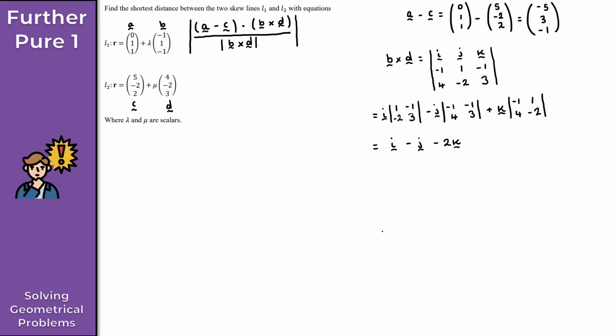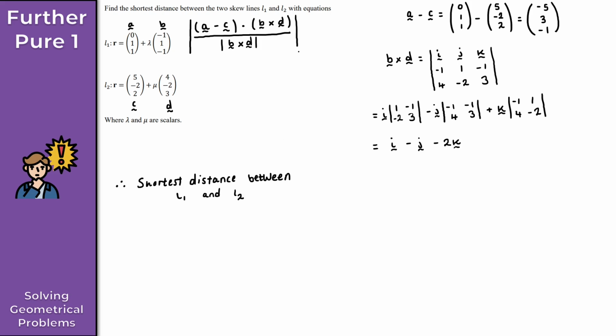Okay, like so. So now we have everything that we need then to find the shortest distance here. So let's just make a note of them. So a note here for the shortest distance between the two skew lines, L1 and L2.